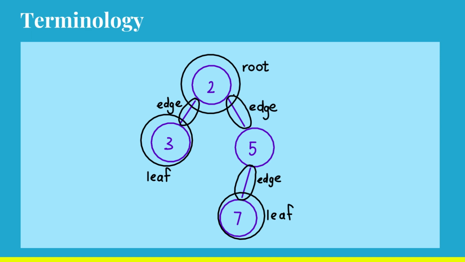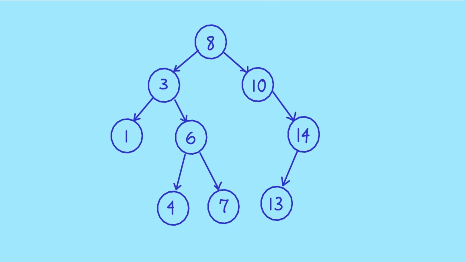So let's go over some terminology. The root of the binary tree is the first node in the tree, and this is usually the node that you pass into other functions. There's also the leaf node, and this node is a node that has no children. And then we have the edges that link between the nodes. It connects the nodes together. The height of a binary tree is defined as the longest path from the root to a leaf node.